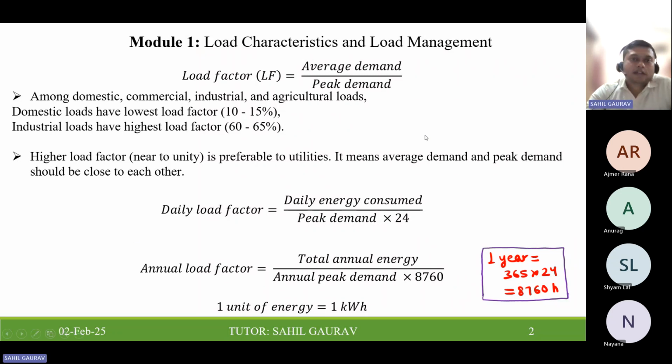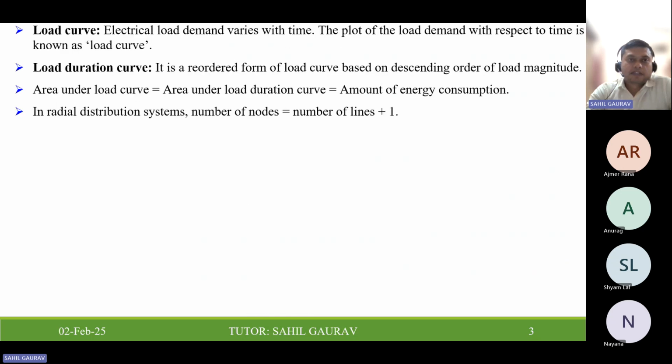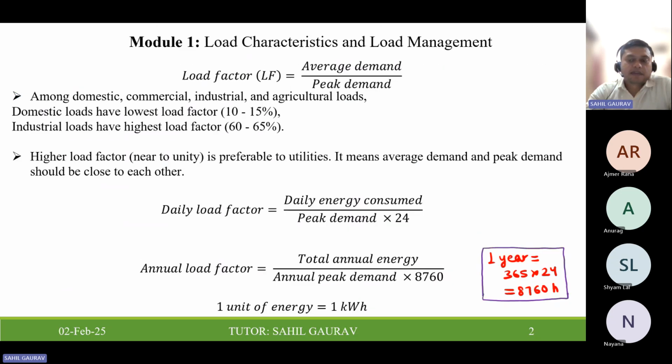We have seen load factor in the last session. So we will quickly revise the load factor and some of the concepts from the previous session, and then we will come to today's session. Module 1 is load characteristics and load management. How do we define the load factor? Load factor is the ratio of average demand to the peak demand, and it is an important characteristic for seeing the load characteristics.